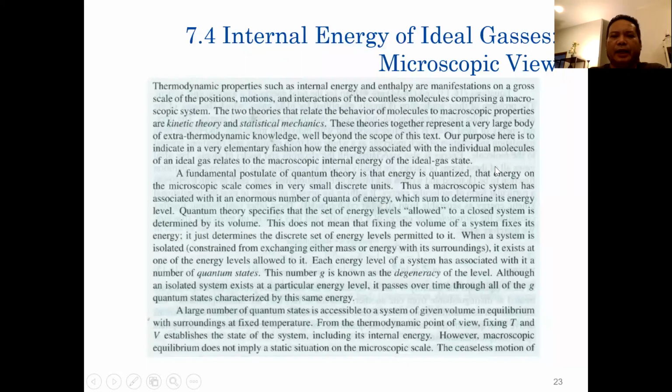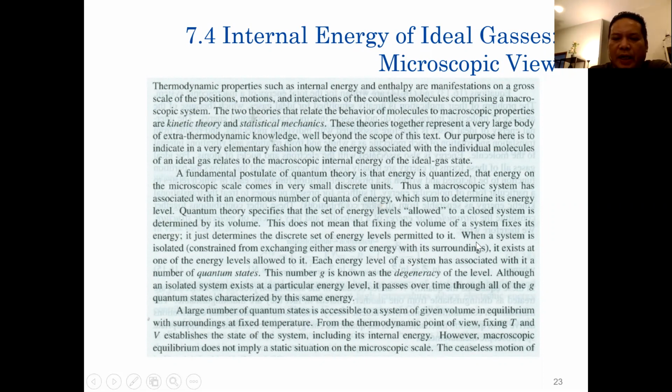Okay, welcome again. The next session will be the internal energy of an ideal gas in terms of microscopic views. For microscopic views, we have a fundamental postulate of quantum theory, which is that energy is quantized. Energy on a microscopic scale comes in very small discrete units. Thus, a microscopic system has associated with it an enormous number of quanta of energy, which sum to determine the energy level. So quantum energy is basically the energy inside the molecules.